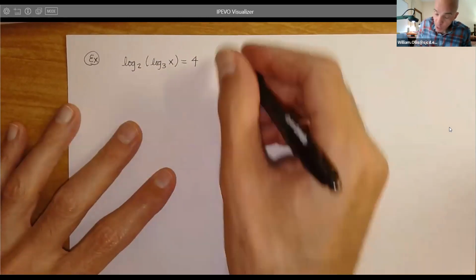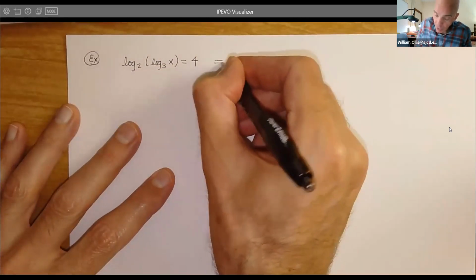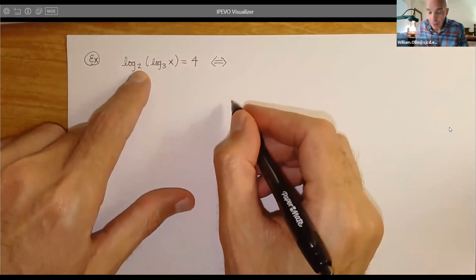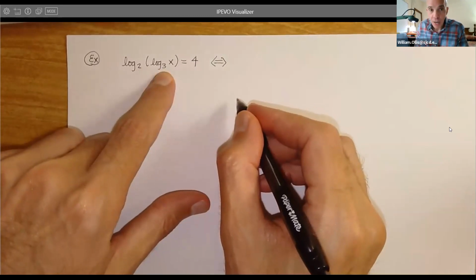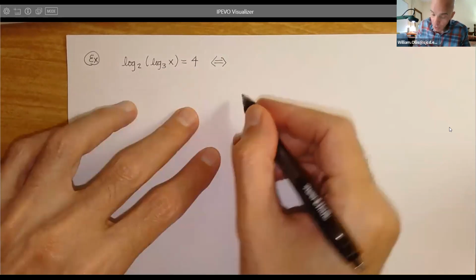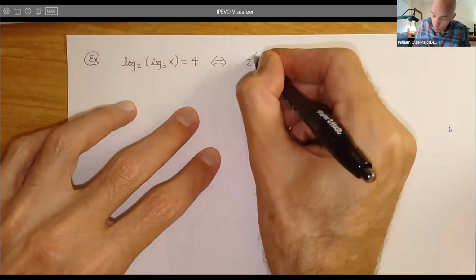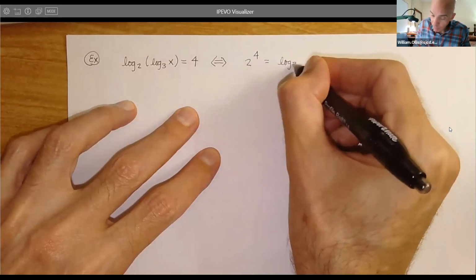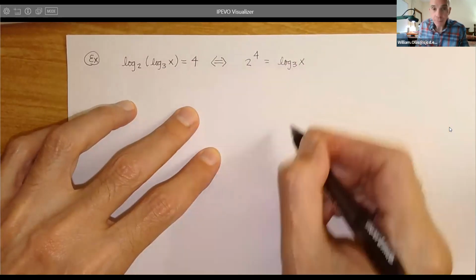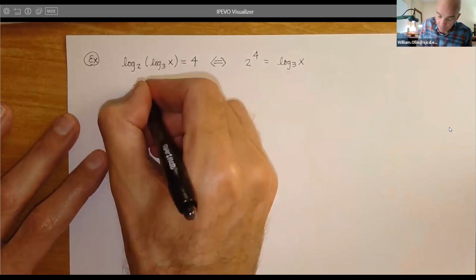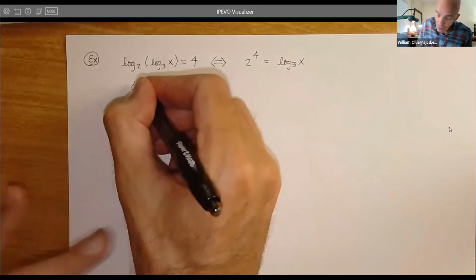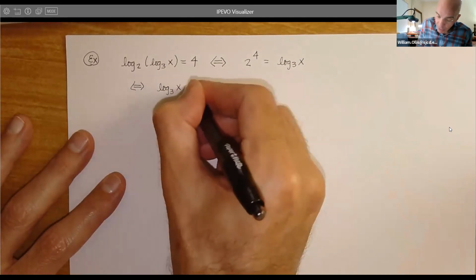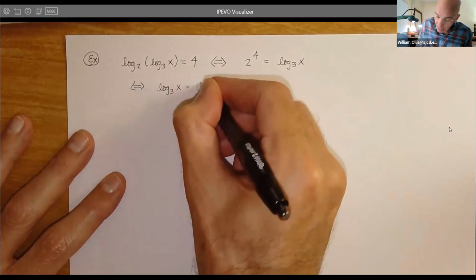So we go to the exponential form. Again, what's a logarithm? Power of the base. The power of 2 that equals base 3 logarithm of x is 4. So this says 2 to the 4 equals base 3 logarithm of x. Or equivalently, we have base 3 logarithm of x equals 16.